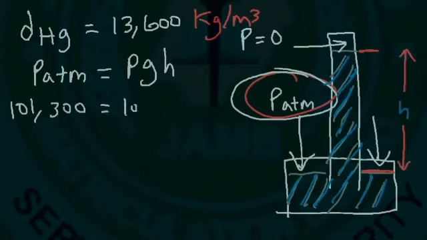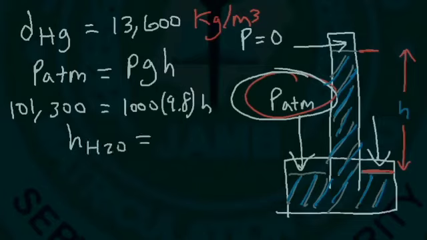The density of water is 1,000. g is 9.8. Let's solve for h. So the height of the water column that the atmosphere can support is about 10.3 meters, which is very high.